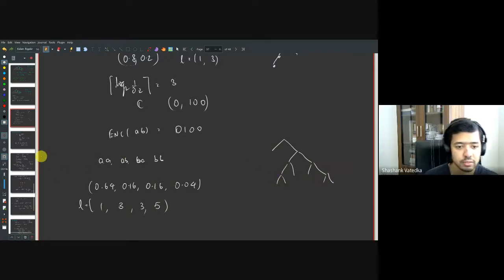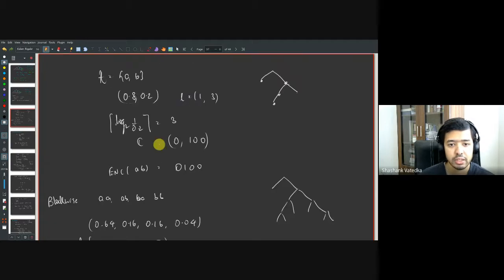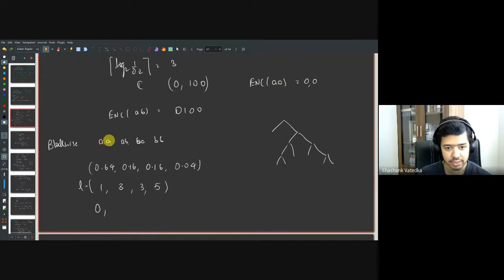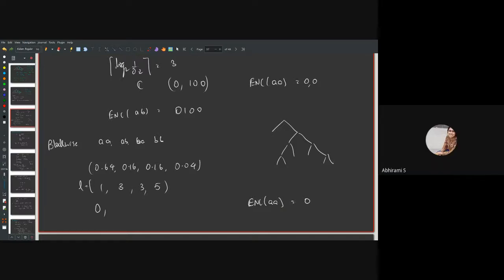So in this case, AA is encoded as just 0, whereas if I do symbol-wise encoding, AA would be encoded as 00. It's just the concatenation of the two, whereas in this case, AA gets a separate code word for itself. Just 0. Right? Yes, sir. Okay.